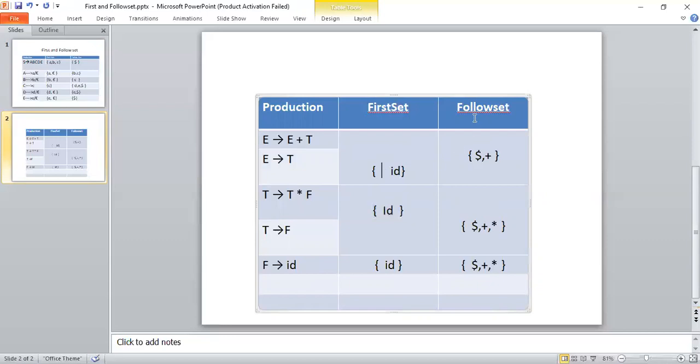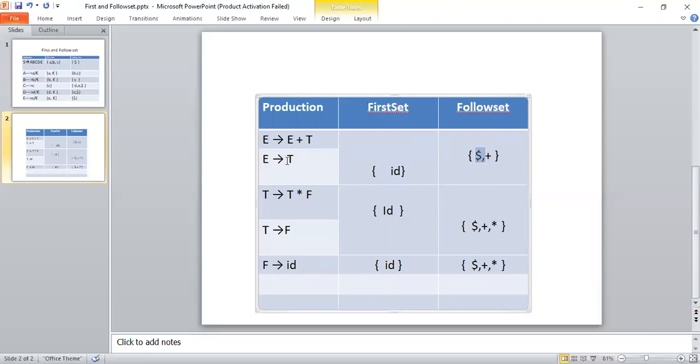Now I'm calculating the follow set. To calculate the follow set, first of all identify the start symbol in the grammar. The start symbol in the grammar is E. So the follow of E must contain dollar. And observe E on the right side of the production. Here I have an E. So follow of E is what? Plus. So the follow set of E contains plus sign and dollar.